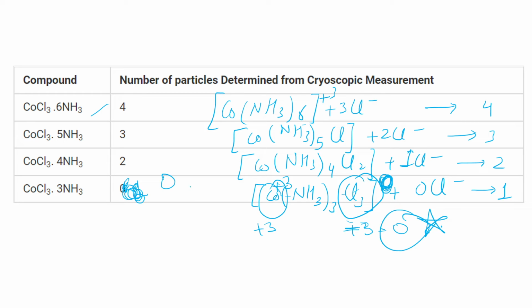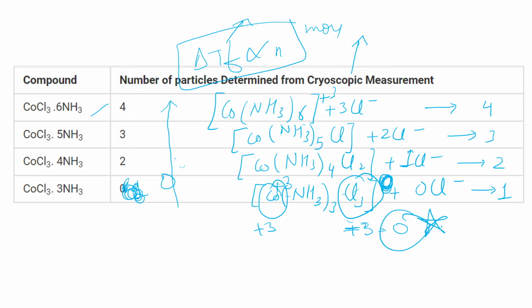So the number of particles will be like this. As the number of particles increases, the depression in freezing point is directly proportional to the number of particles. So the depression in freezing point will be more as we go in this direction for the complexes.